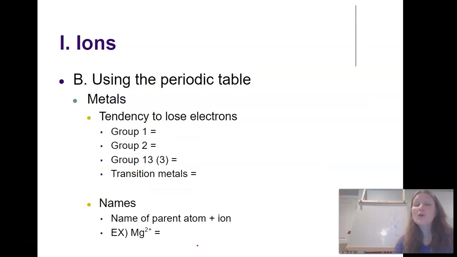Okay, so we're going to look at our metals first. If you recall, our metals are our elements that exist on the left and the middle part of our periodic table when we're looking at it.